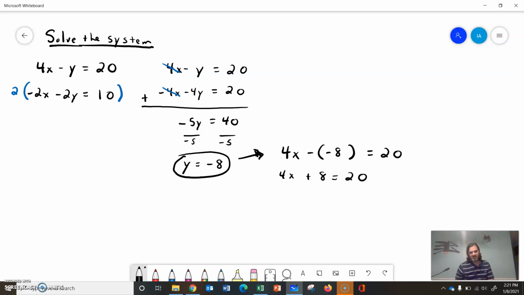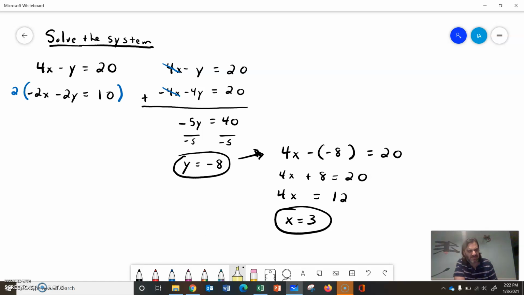Then I want to start trying to get x by itself. So I'm going to pull the 8 over. So I'm going to subtract 8 from both sides. So I have 4x equals 12. Divide by the 4 and I'll have x equals 3. So x equals 3 and y equals negative 8 are the answers that solve this system.